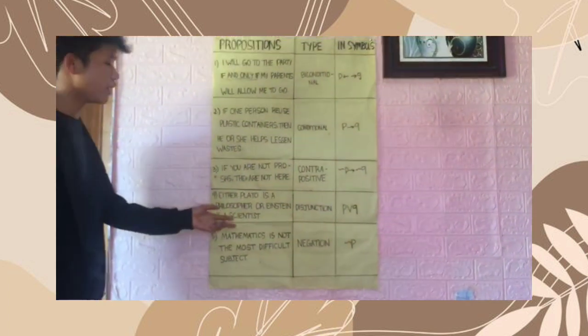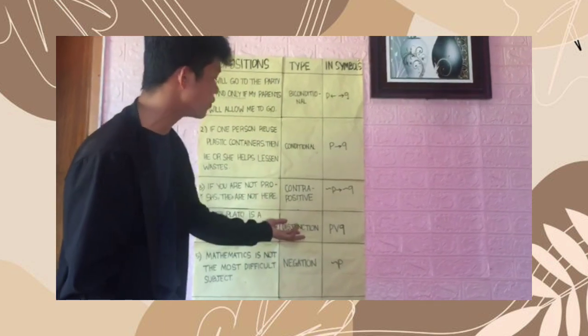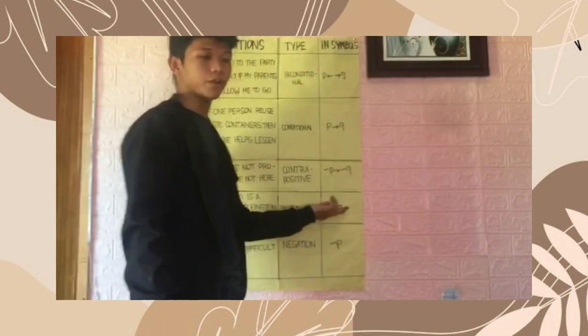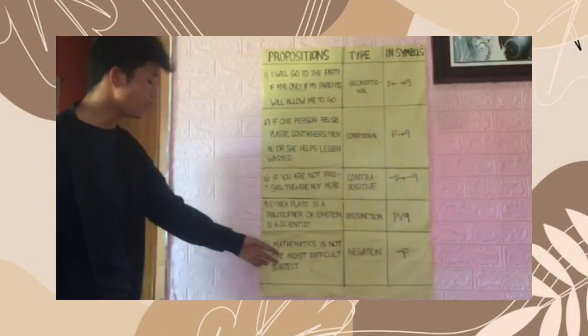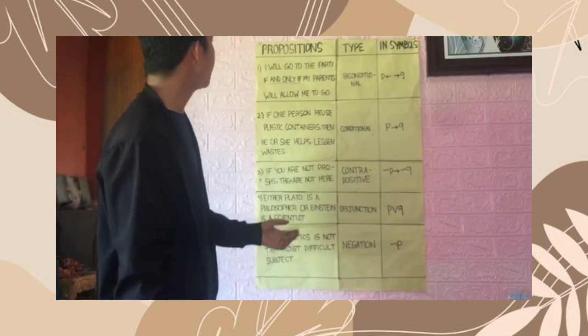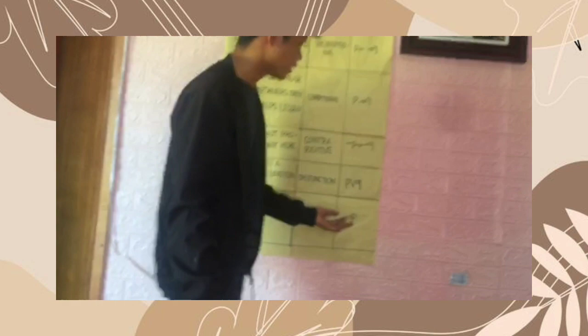Number 4. Either Plato is a philosopher or Einstein is a scientist. The type of proposition is disjunction, in symbols P or Q. Number 5. Mathematics is not the most difficult subject. The type of proposition is negation, and the symbol is not P.